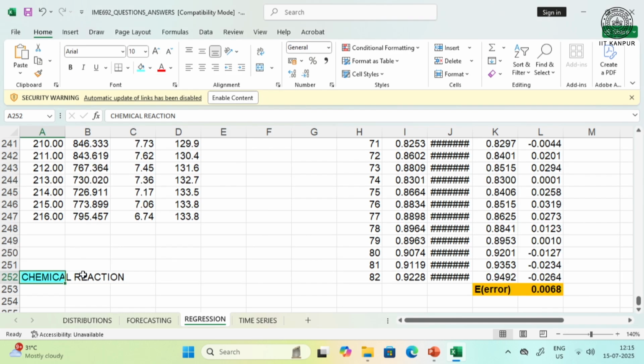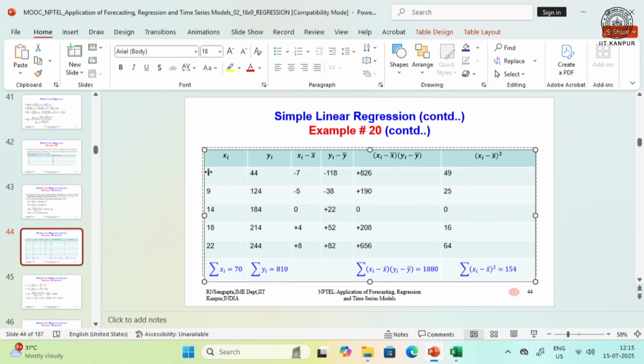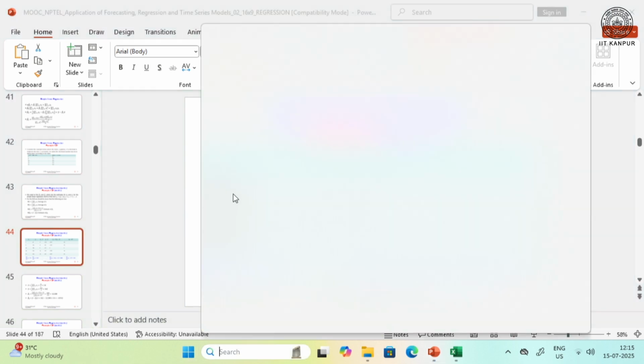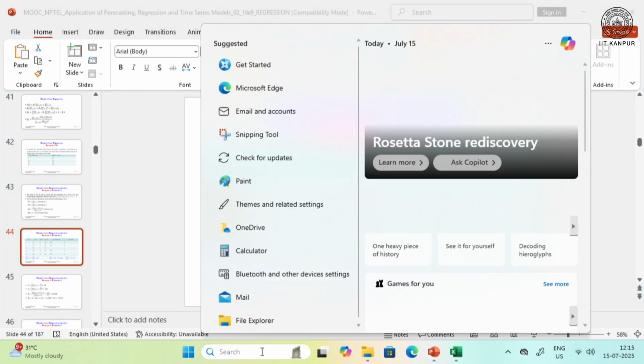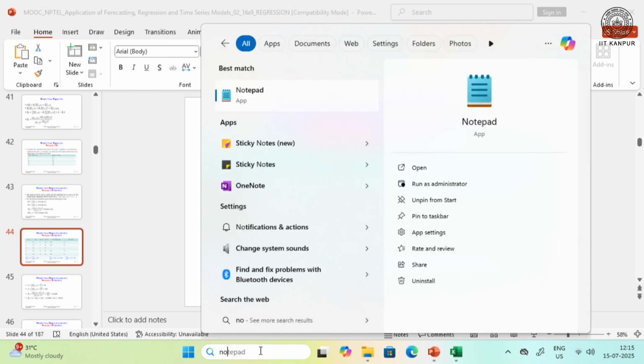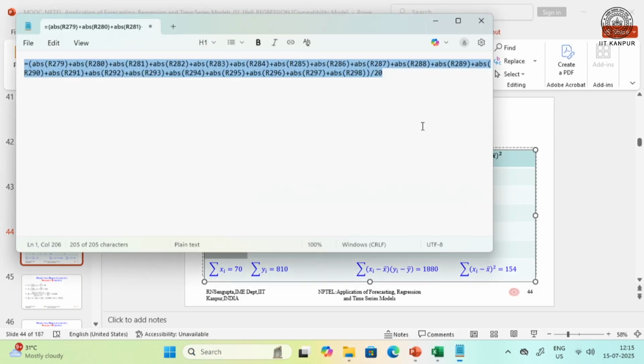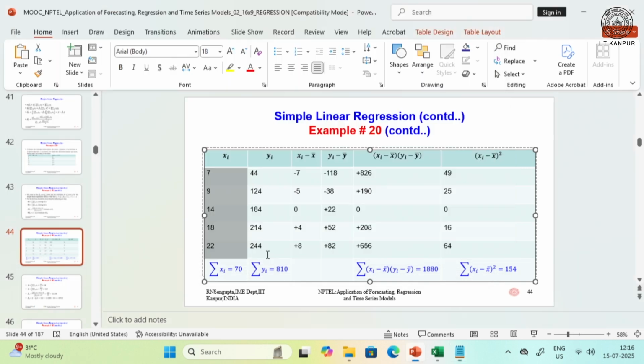Yes, the coloring scheme remains. So, you have x and y. x is given in column A, y is given in column B. We need to copy the data. So, the data set is this. I will open the notepad, copy paste, and then copy from there. Anyway, I will just copy it.